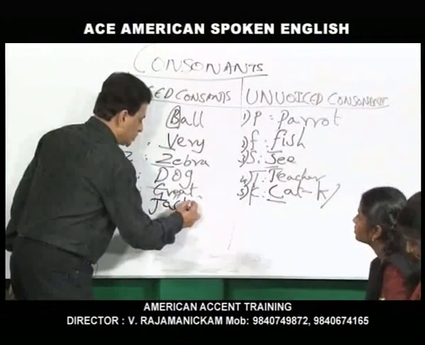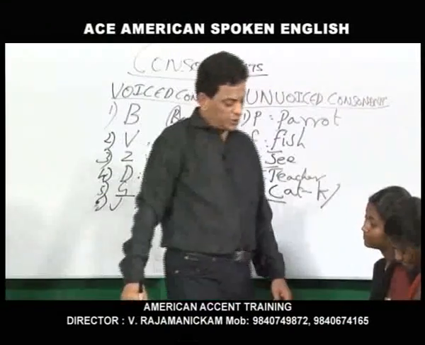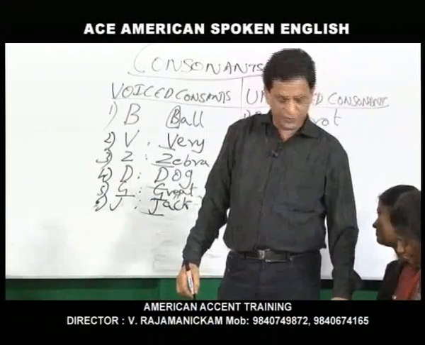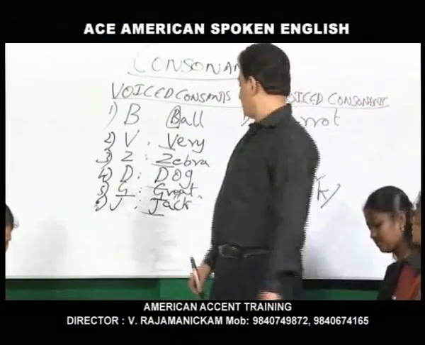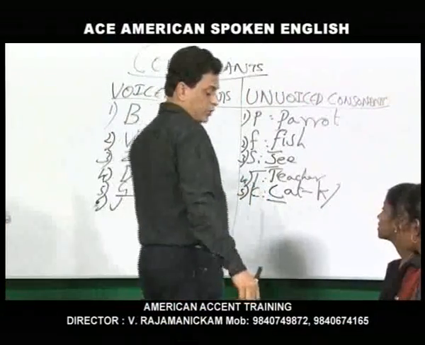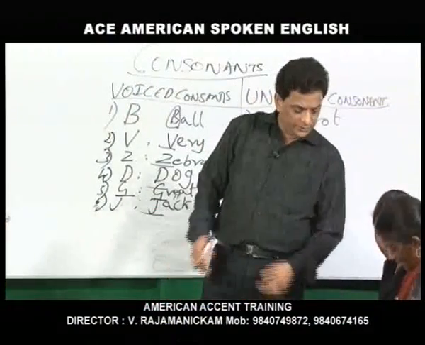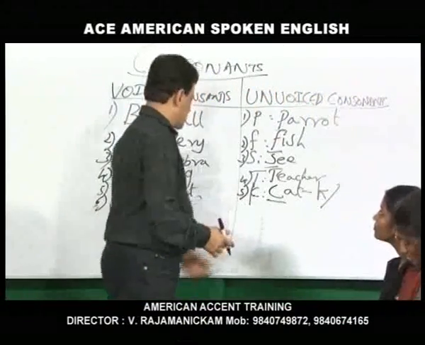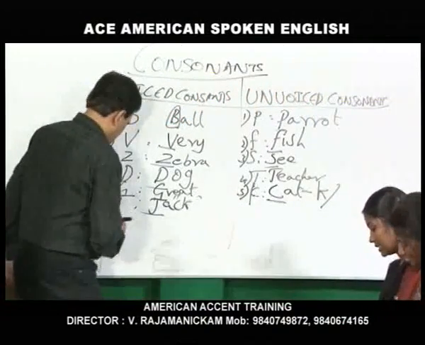Then what is the next one? J. J is a voiced consonant. Jack. J is pronounced as J. It is from your throat. And the partner of J is K.